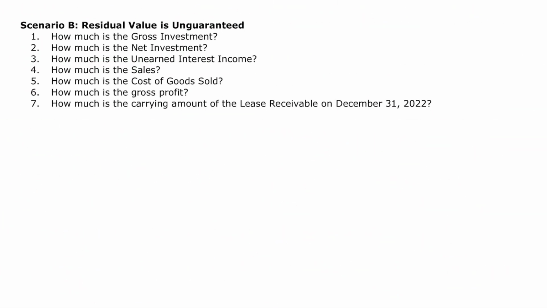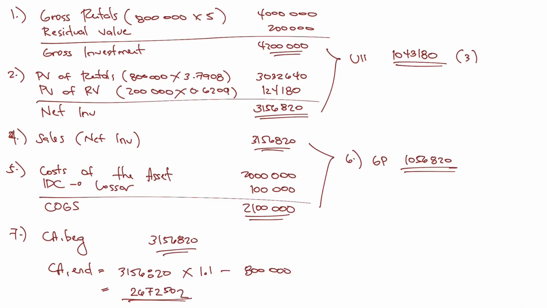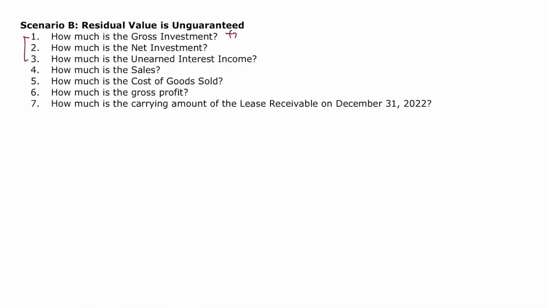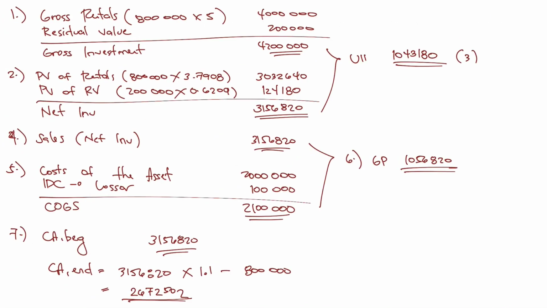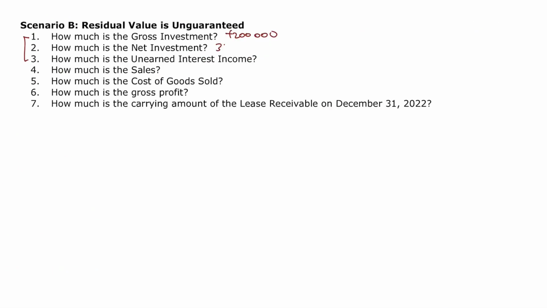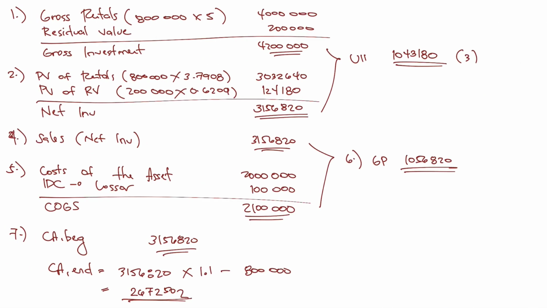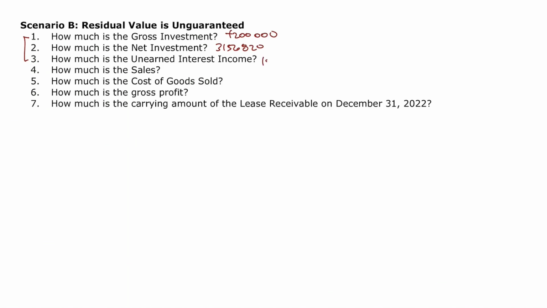Now, let's go to scenario B. Residual value is unguaranteed. Once again, 1, 2, 3 will just be the same. So, number 1, gross investment will still be equal to 4.2 million. Number 2, net investment, final answer, will still be equal to 3,156,820. Then, number 3, unearned interest income, final answer, will still be equal to 1,043,180, because whether guaranteed or unguaranteed, it is the same. The difference will only be in the sales and in the cost of goods sold.